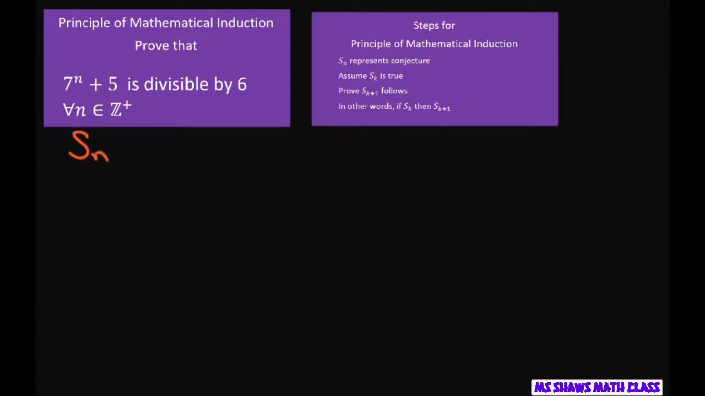This is not a sum. We're using this as our conjecture: 7 to the nth power plus 5 equals 6r. That's based off your divisibility definitions.